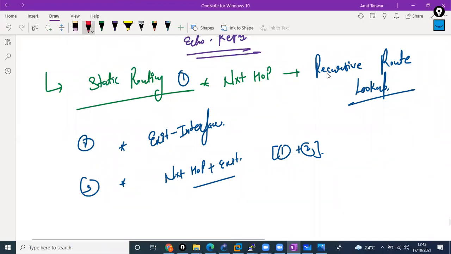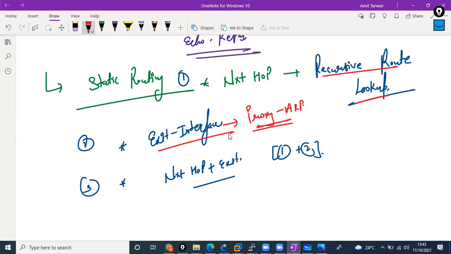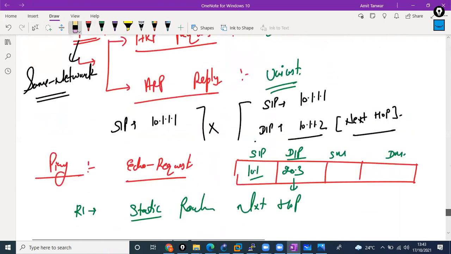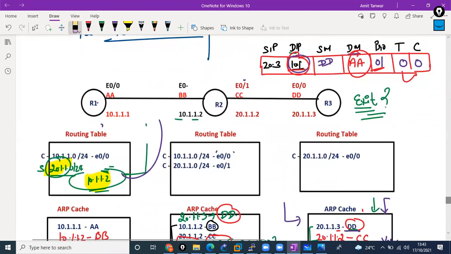So in this video, we have discussed recursive route lookup. And for exit interface, there will be the concept of proxy ARP. So about proxy ARP, we'll discuss in the next class. Exit interface and proxy ARP. So in this video, we have discussed recursive route lookup.